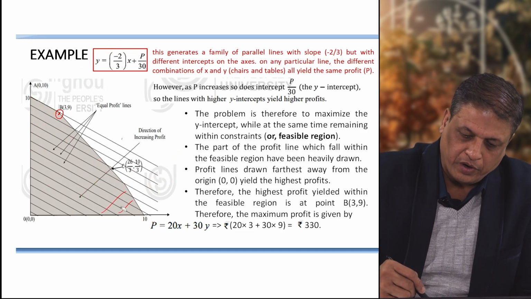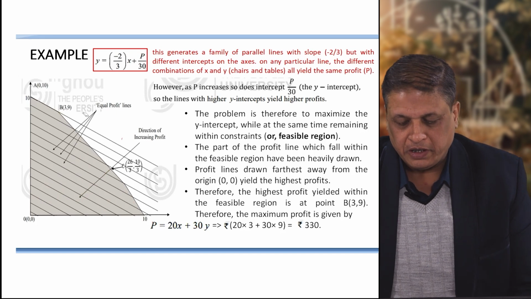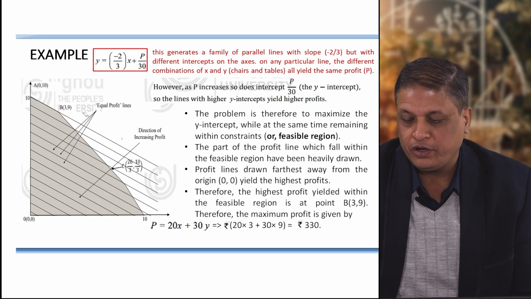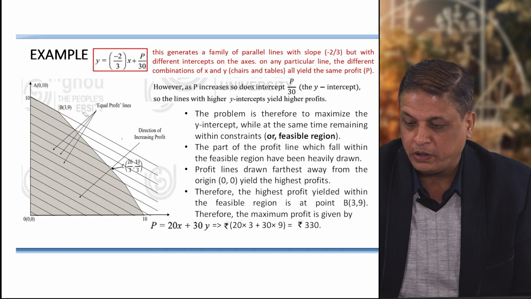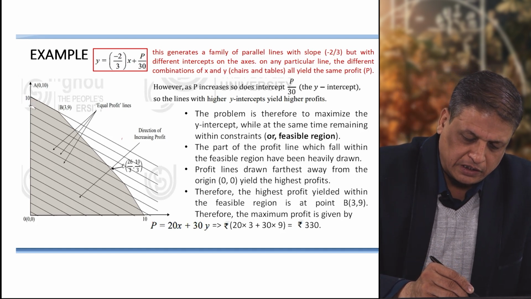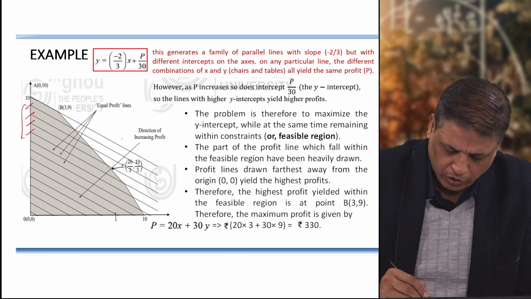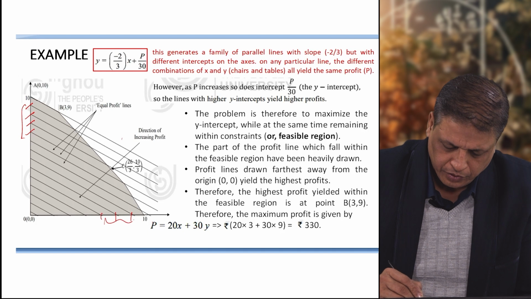So that means this equation y is equal to minus 2 by 3x plus p by 30 generates a family of parallel lines with slope minus 2 by 3, but with different intercepts. So these are the intercepts, all of them intersecting at the x axis and y axis. So all are different intercepts along the x axis and y axis.